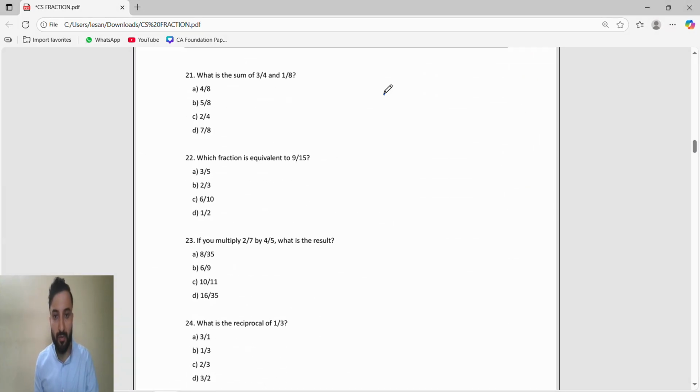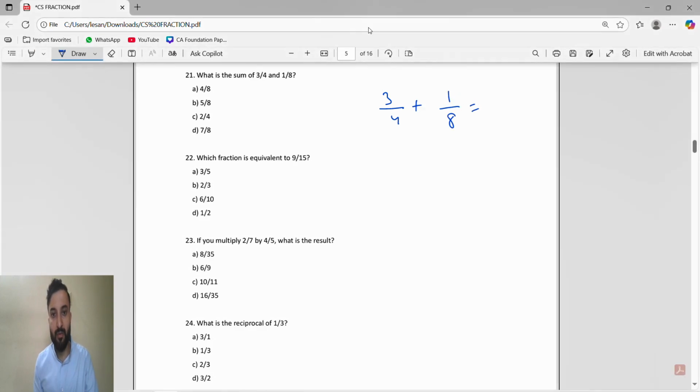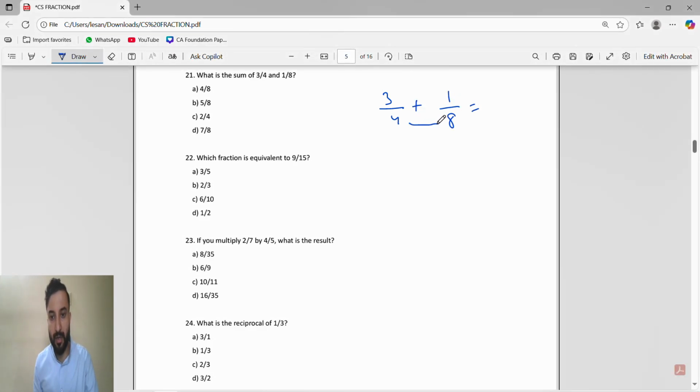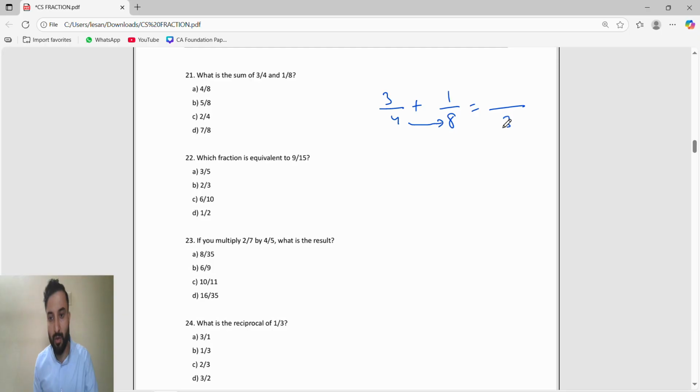What is the sum of this? Sum means what we will do, we will just multiply the denominators, 8 fours are 32, and then cross multiply. 8 threes are 24, 4 ones are 4, 24 plus 4 is 28 by 32. Okay, we have to simplify. So guys, it will go by 7 fours are 28, 8 fours are 32, 7 by 8, 7 by 8.